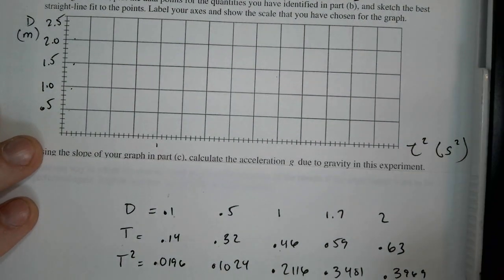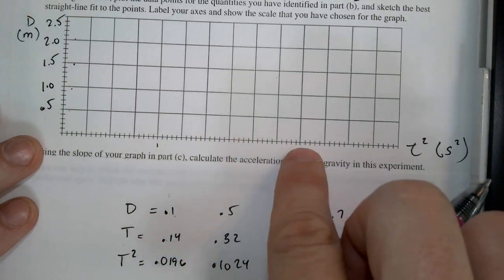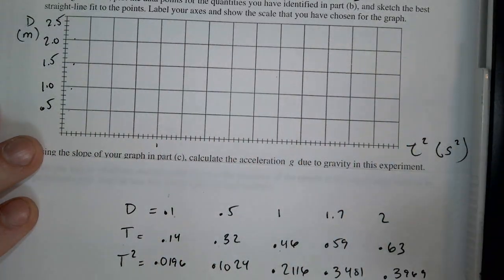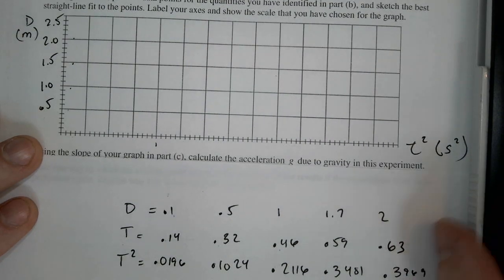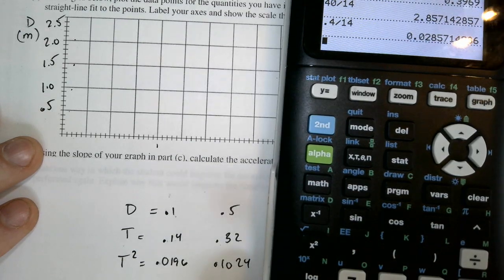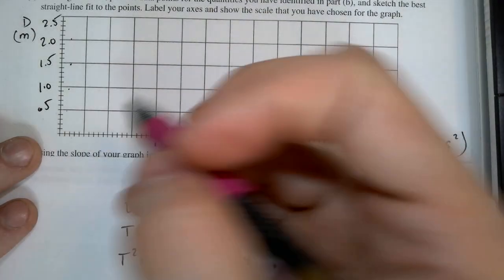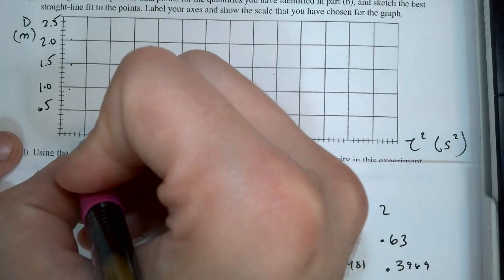Let's see. What is 40 divided by 1, 2, 3, 4, 5, 6, 7, 8, 9, 10, 11, 12, 13, 14? 40 divided by 14 is 0.28. And if you go 0.4 divided by 14, you get 0.028. So maybe we can do 0.03. That might be a bad choice, but I'm doing it anyways.